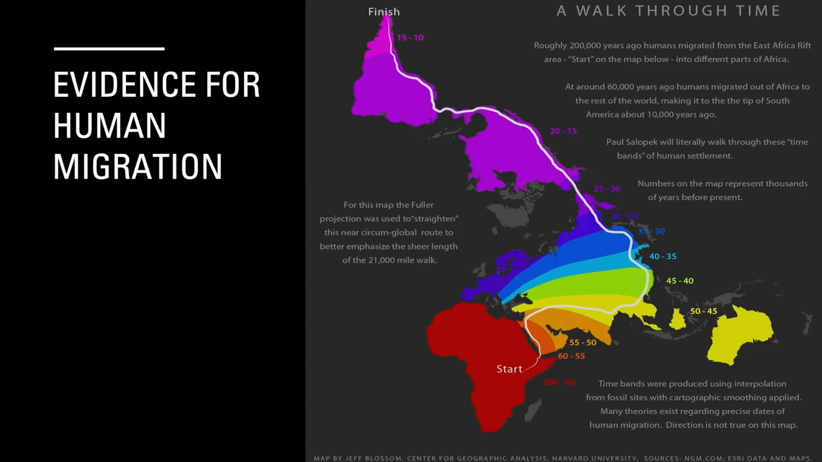And this map is actually also a Fuller projection. No? It's a circum-global route. No? It shows the 21,000-mile walk that we had.